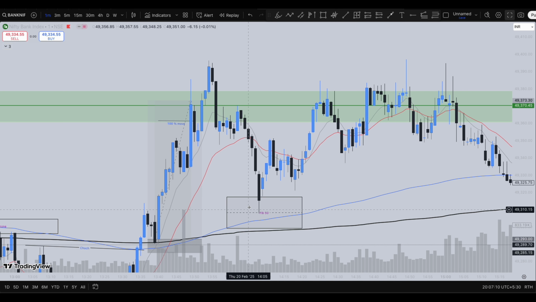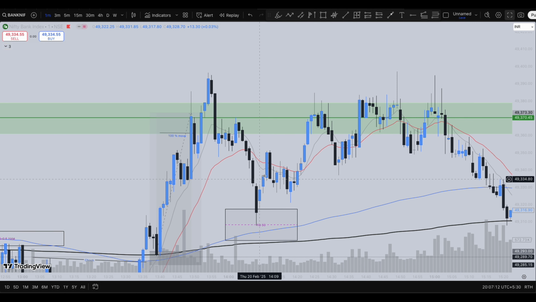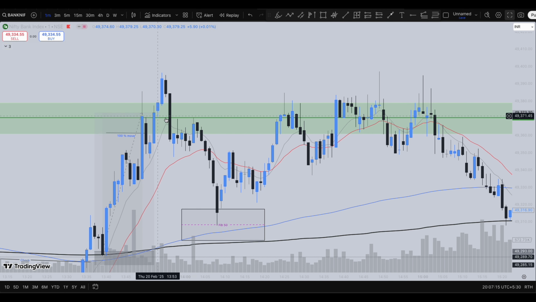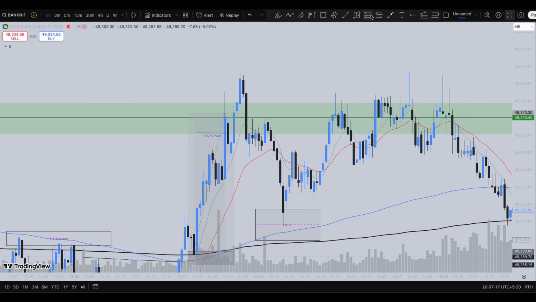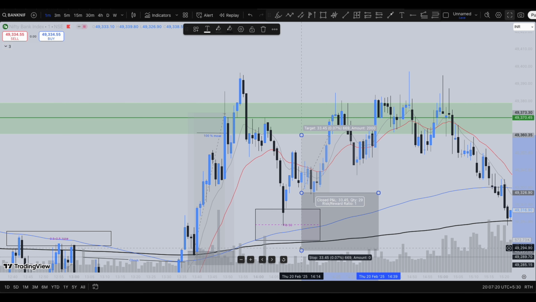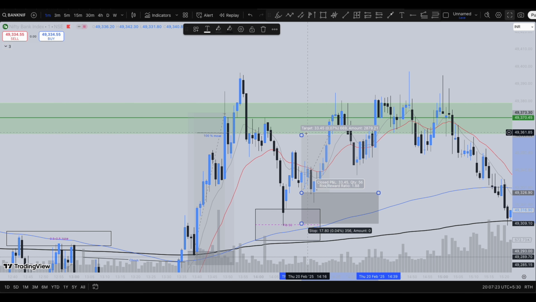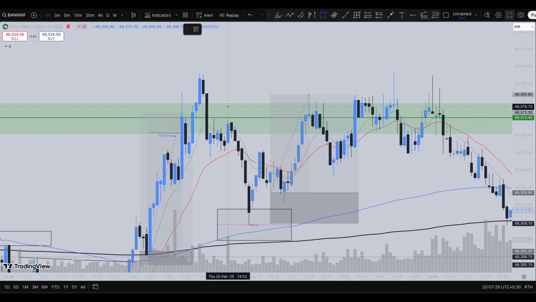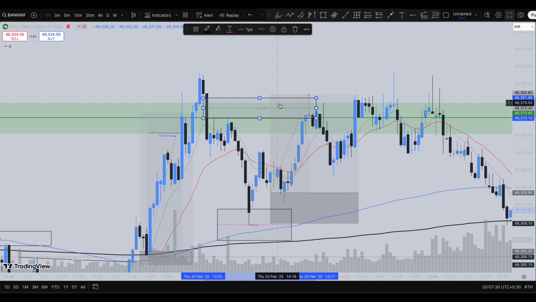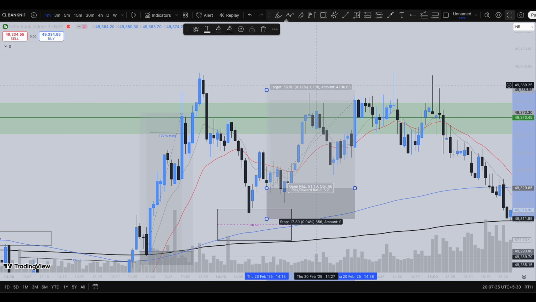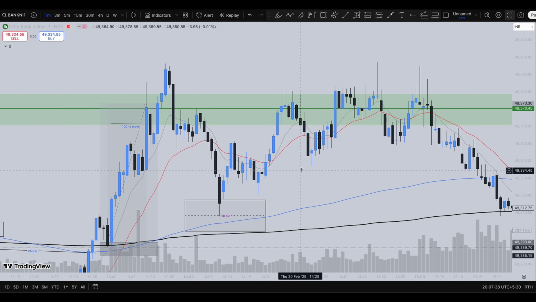And after this kind of pullback, you could have entered a long position looking at this kind of consolidation and targeted towards the high. These are just small scalps you could have taken, guys, keeping your stop loss just below this candle, and you could have targeted towards this high or towards this fair value gap also. You can see here the market left a fair value gap. You could have targeted this fair value gap zone as well. And this is how you could have taken another trade setup.